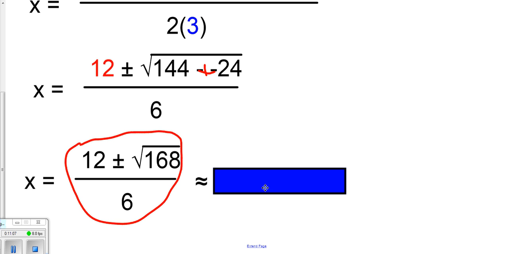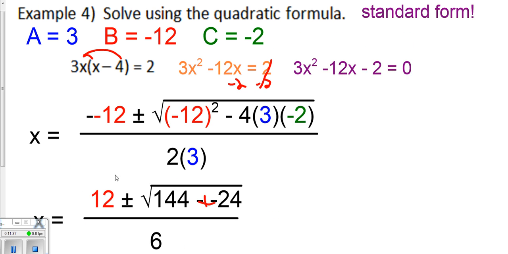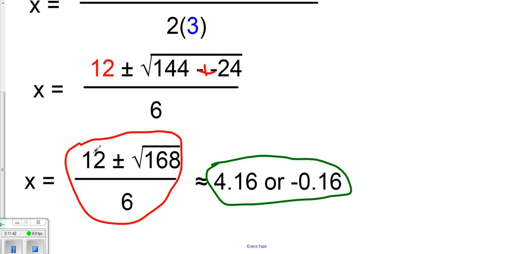Or if you like to find the exact decimal answers, if you did 12 plus square root of 168 and then divided it by 6, you'd get 4.16. If you did 12 minus the square root of 168 and then divided that answer by 6, you'd get negative 0.16. Again, either of these answers are acceptable. And these are the two solutions of x that would make this equation true. And that would be solving with the quadratic formula.